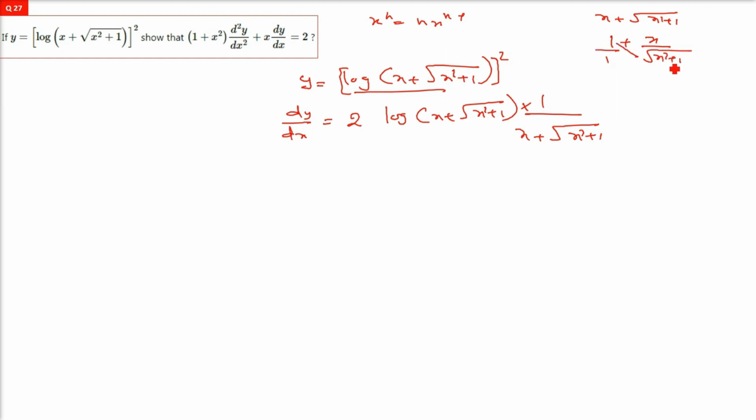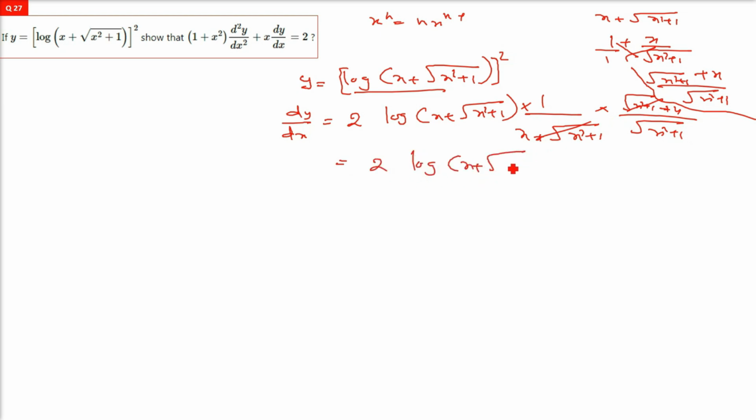Now let us take the LCM here. So just cross multiply, write that in the numerator, and then multiply the denominators and write it in the denominator. Assume that this is the content we just got after differentiating x plus under root x square plus 1. This gets cancelled. So finally dy by dx is nothing but 2 log x plus under root x square plus 1, divided by under root x square plus 1.